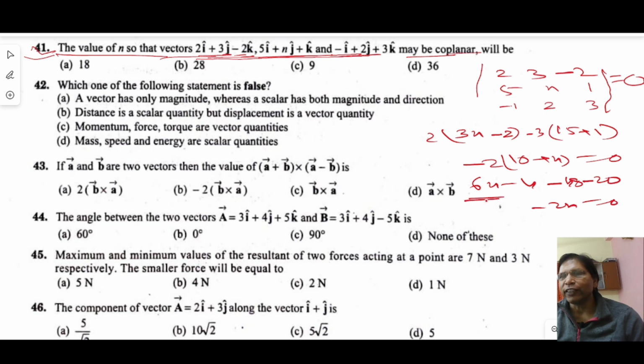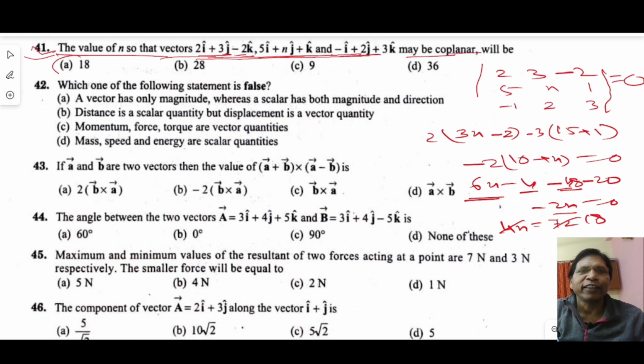Now look at this, 6n minus 2n, so this is the 4n. Now this is the 48, look at this, 48 plus 48, 4, 52, 52, 72, so this is the 72. Now this and this, so this is the 18, so correct option is 18.